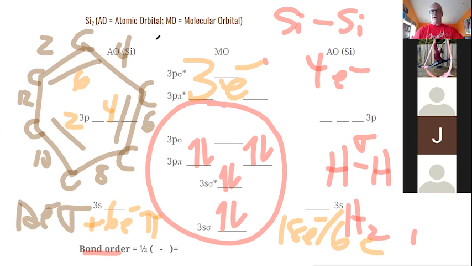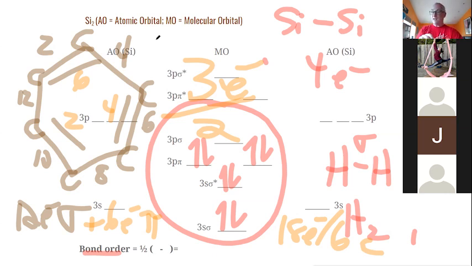How many electrons does it take to make a bond? 2. So if I've got 3 making bonds, and it takes 2 to make a bond, what's my bond order? 1.5. 3 divided by 2, exactly. If each carbon's got 4 electrons making bonds, it's got 2 making a sigma and 2 making a pi, so 2 bonds for a bond order of 2. If it had 5 electrons making bonds, its bond order would be 2.5. And if it had 6 electrons making bonds, that would be 2 making a sigma and 4 making a pi. So 1 sigma, 2 pi, that's 3.